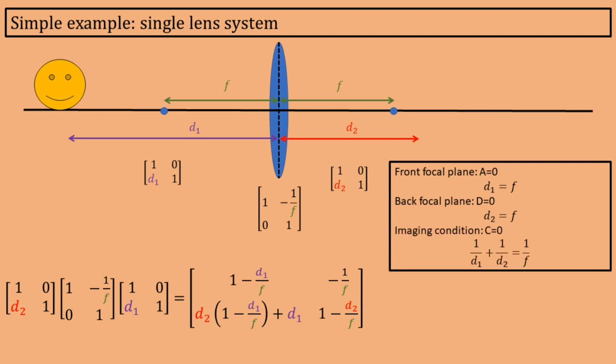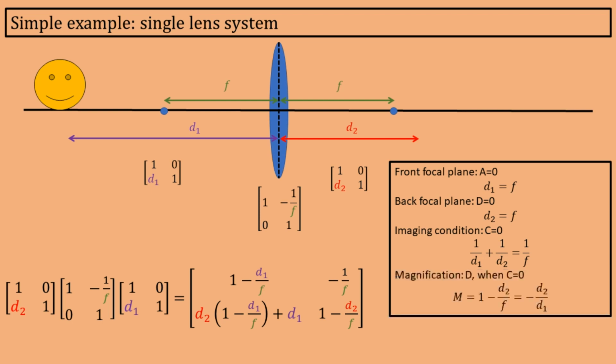For the imaging condition, we set C equal to 0. This gives an equation that we can rewrite into the familiar lens equation. The magnification is given by D.